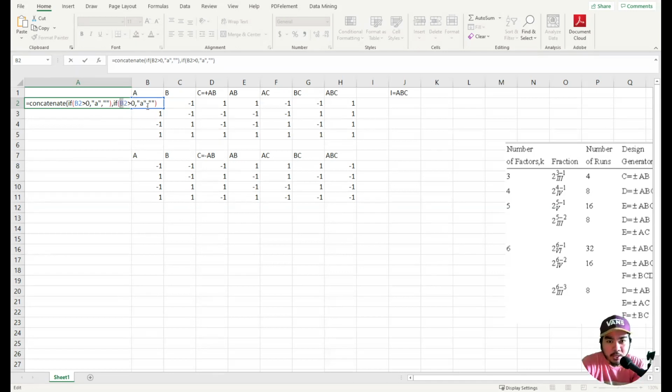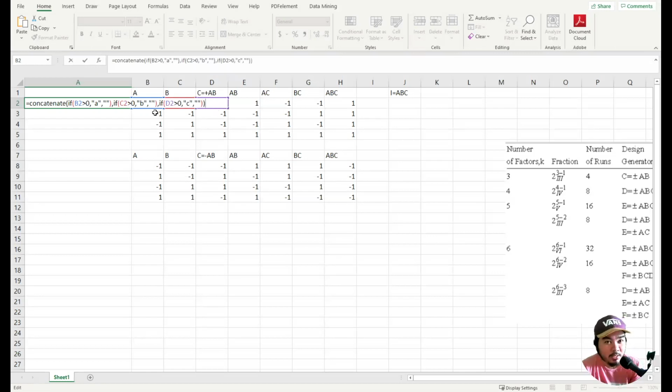So, this will become C2. Then we check if this column is B, and we'll make it B. And last, the concatenate argument is this one. We'll make it D, then this one is C. Then we close the concatenate function.